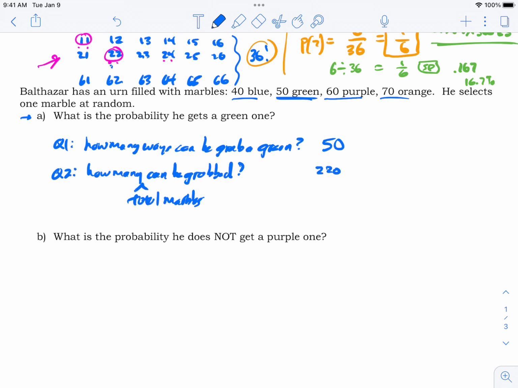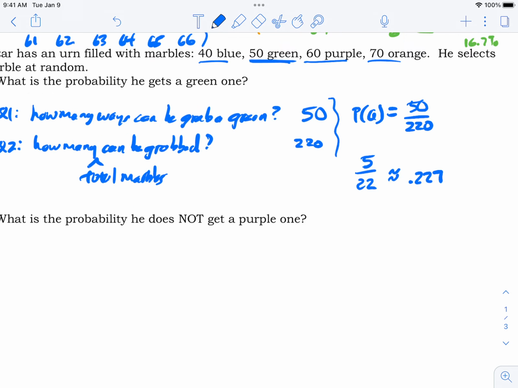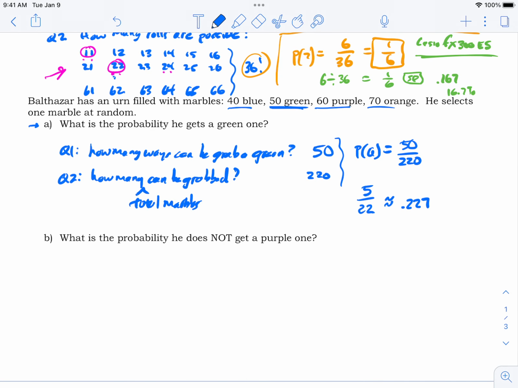So there's 50 ways to get a green out of 220 things that you might do, and so your probability of green is 50 out of 220, which you do want to reduce. Please always reduce. So cancel 10s, basically cancel the zeros off. So 5 and 22. If you go 5 divided by 22, you'll get about 0.227 if I round to 3 decimal places. And that would be 22.7%. Okay, 3 ways to express your answer. I think in the homework I'm going to ask you to express it all 3 ways.